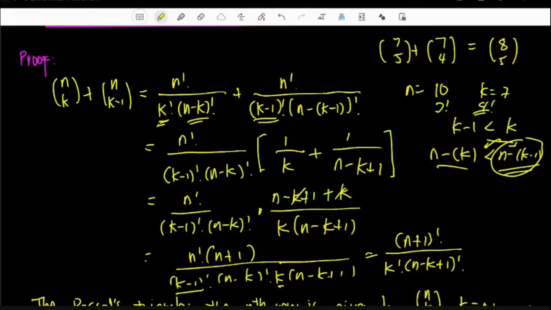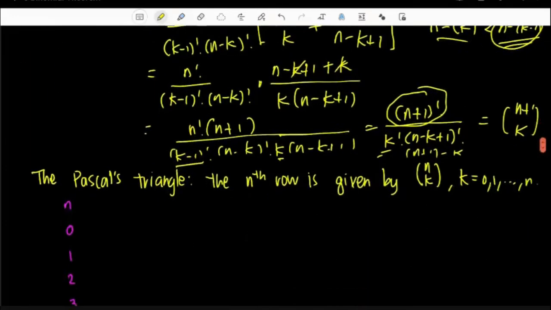Now, we can look at this as n plus 1 quantity minus k. So you have n plus 1 factorial, k factorial, n plus 1 minus k. So this is exactly the same as n plus 1 taken k. So we're able to show equality. Right?